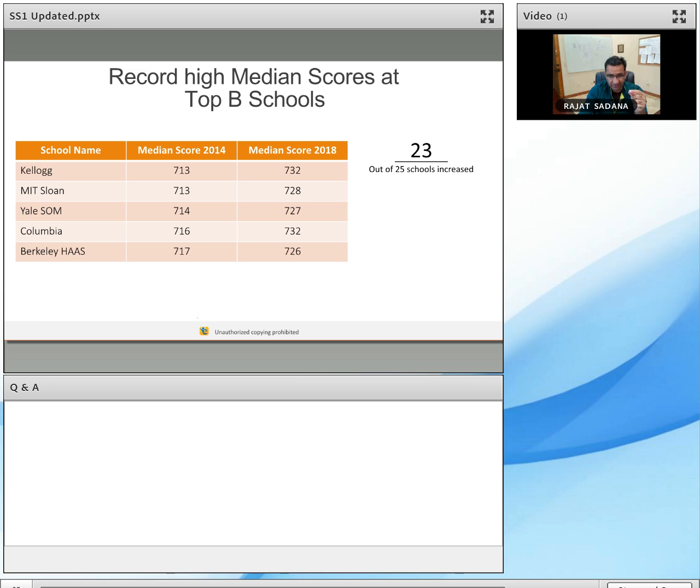Now, if you see the trend, for 23 out of the top 25 schools, median scores have gone up during this 5-year span. For the 24th school, the median score remained the same. The 25th school was the only school where the median score went down, by 2 points. And this is despite the fact that in the year 2014 there were 250,000 GMAT test takers, and in 2018 there were about 200,000 as per our estimates. Despite fewer test takers, these schools have become more selective. It just tells you how they're thinking.